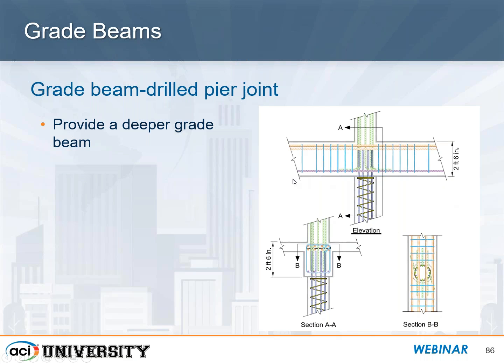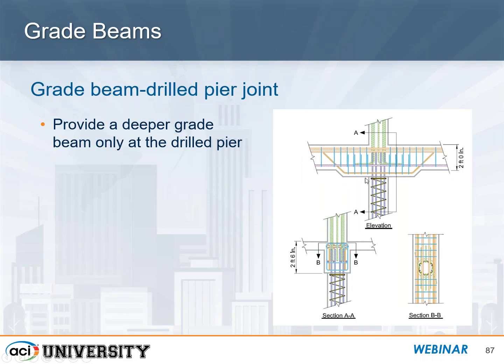If you don't want to spend all that extra material over the entire length of, say, a grade beam, it may not make that big a difference for a pile cap, but for a grade beam it may. You can just deepen the section around where the foundation is to again alleviate the congestion by providing a straight bar from the deep foundation into the grade beam or pile cap.